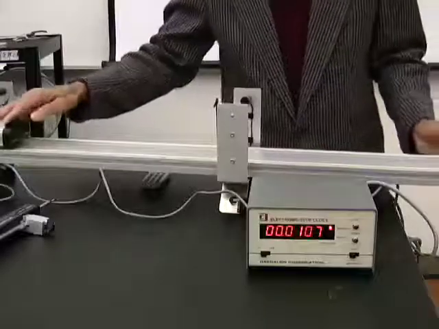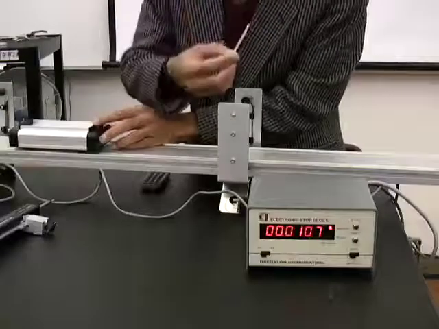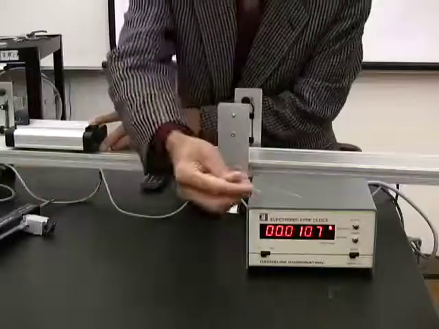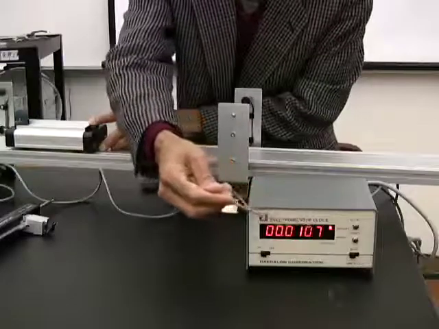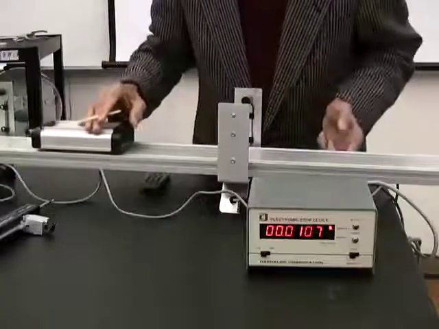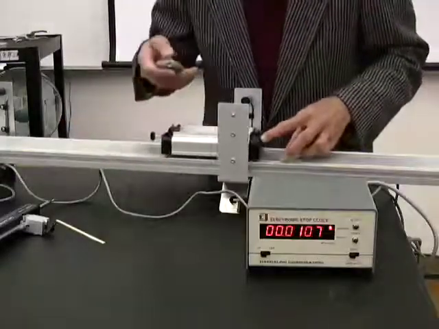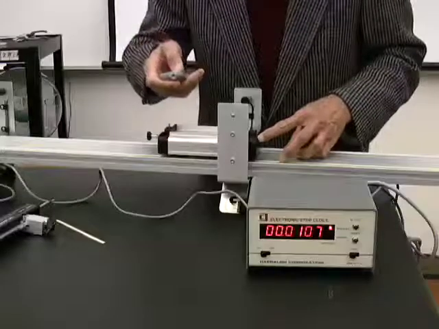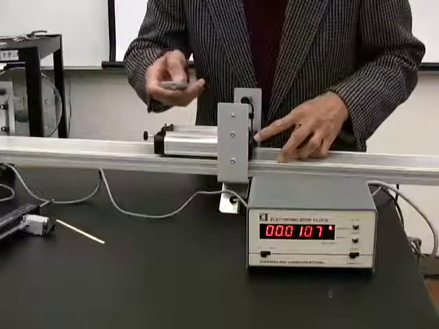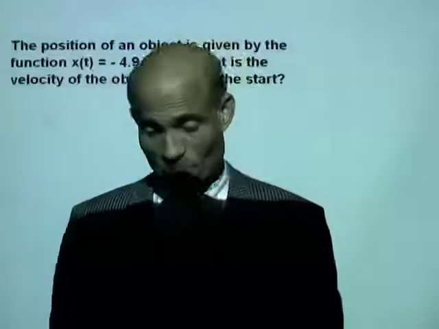And there you go. Now, the width of this is about 0.5 centimeter and the time taken is 0.0107 second. So what is the instantaneous velocity here? I'm going to leave it for you to calculate. Well, I hope you got some idea of the difference between average velocity and instantaneous velocity.